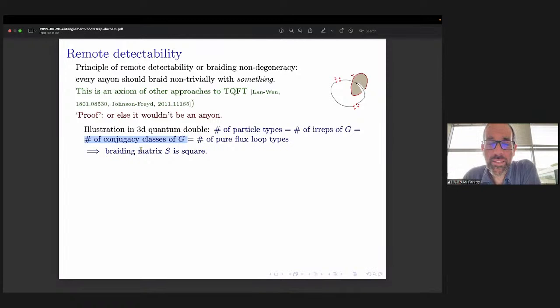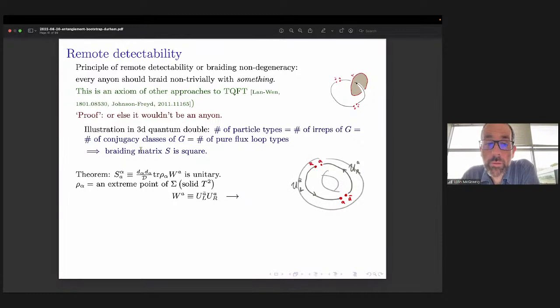But we can prove that in general, an S matrix, well, there are many definitions. One definition is in terms of these open string operators that I was just mentioning. One way to think about it is a pairing between an element of the information convex set of the solid torus and these string operators that create particles at the ends. And so we can prove that this matrix is unitary.